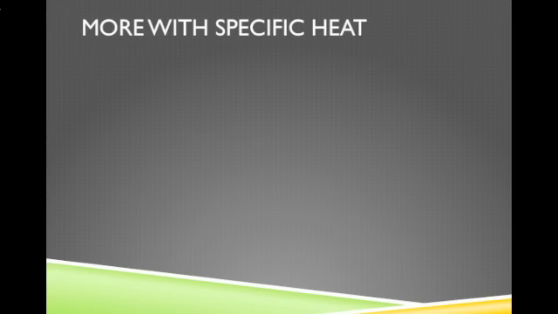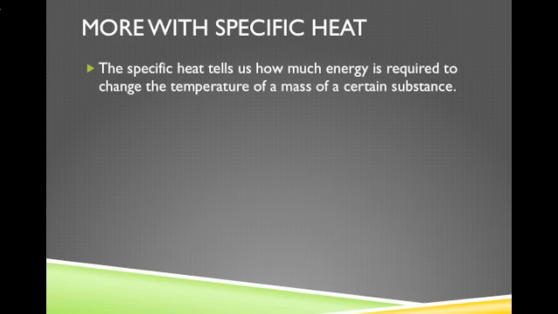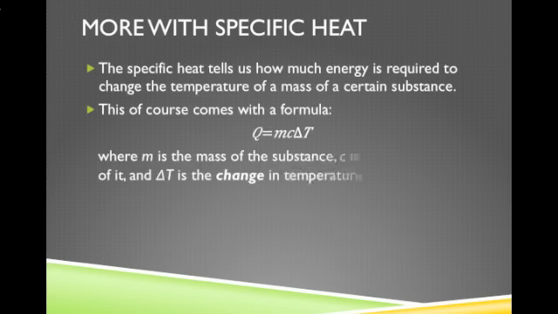Continuing on, talking a little bit more about specific heat, it tells us the energy it requires to change the temperature, and that's going to come with a formula. Q, we talked about before, Q is heat, equals mcΔT. m is the mass, c is the specific heat, and we saw a bunch of those on the charts.